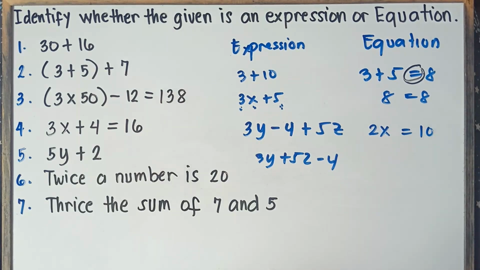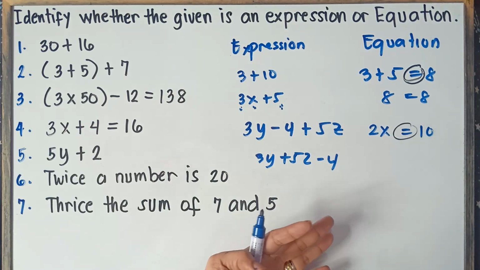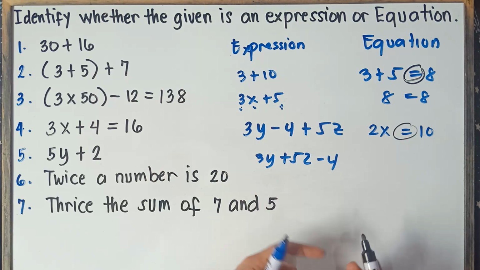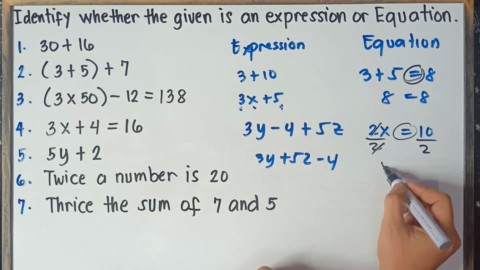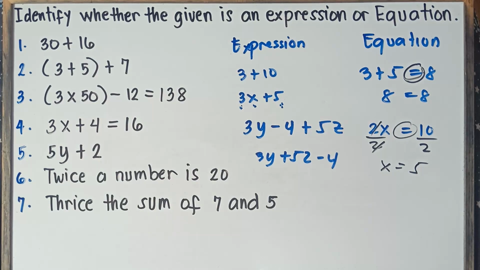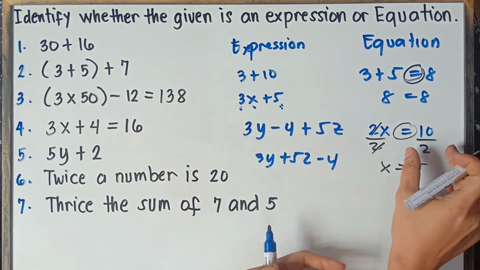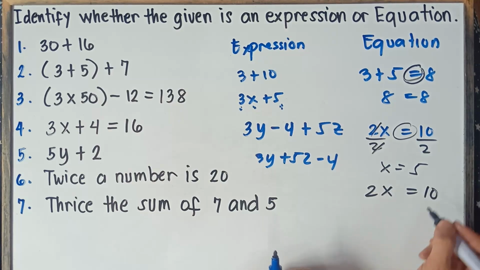Another example, if I say 2x equals 10, we can call this one an equation because we have an equal sign. If we want to get the value of x, we can apply the division property of equality. We can divide both sides by 2, cancel this out. So x equals 10 divided by 2, that would be 5. To check if the left expression is equal to the right expression, we can substitute the value of x, which is 5.